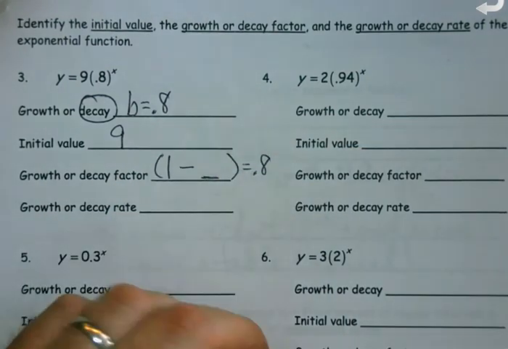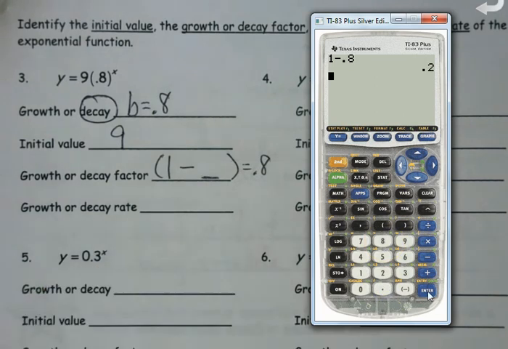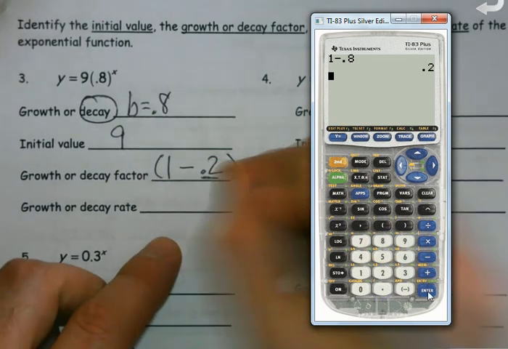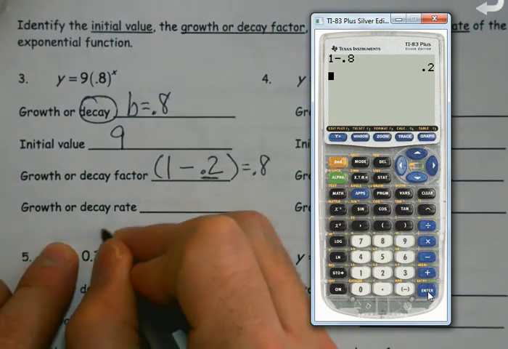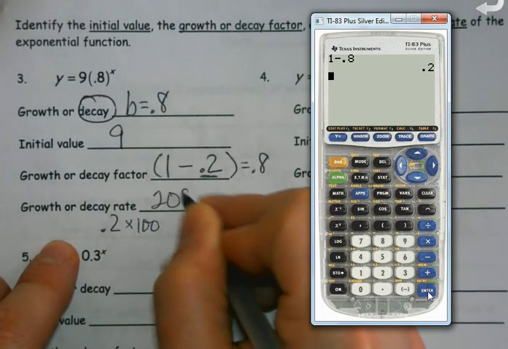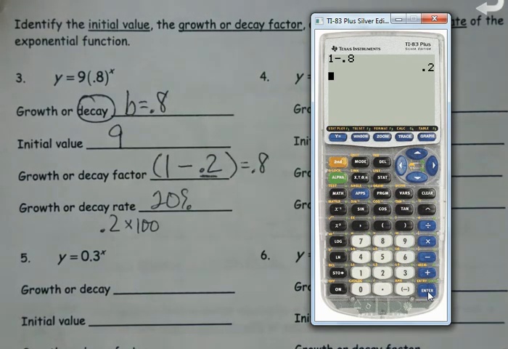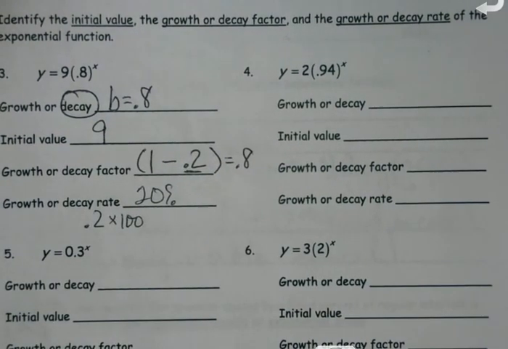Now if I'm not sure how to figure that out, here's just a suggestion. If I want to find that number, I could do 1 minus that value and figure out, oh, well, 1 minus 0.2 is 0.8, so that's what my factor would be. And then my rate would be 0.2 times 100, which means my decay rate is 20%. So there's a little more work when it's decay. I will not lie, I will not say that it's not.